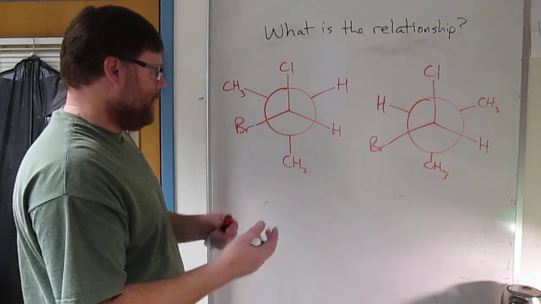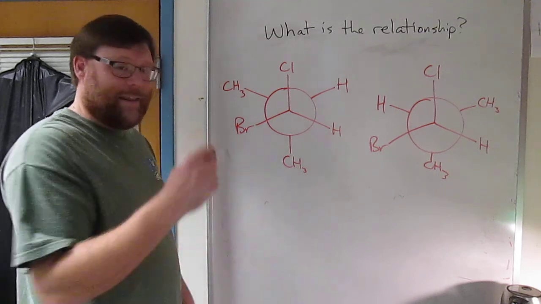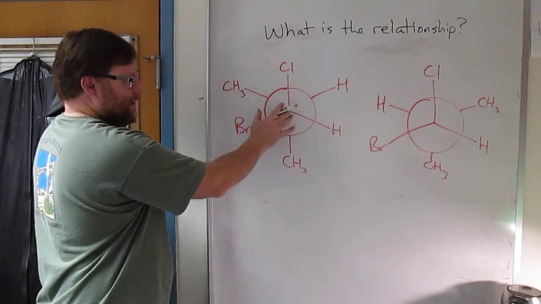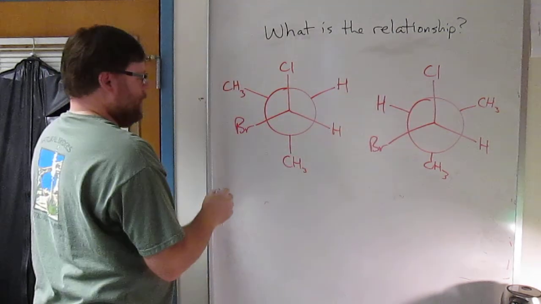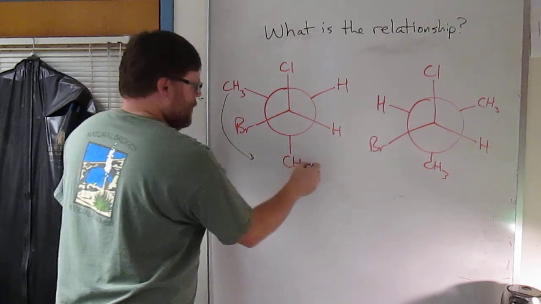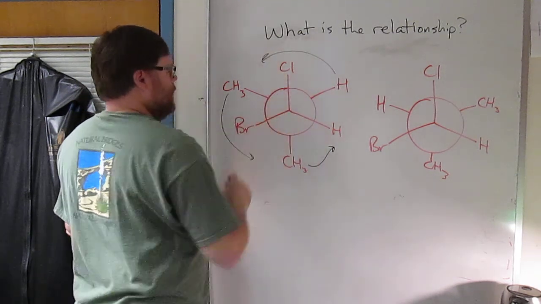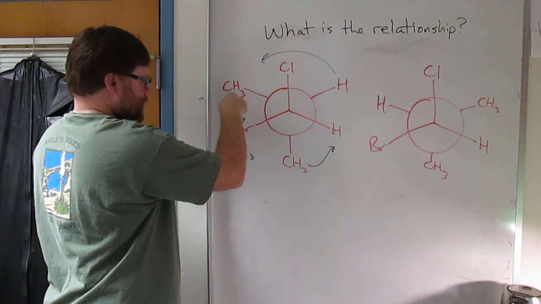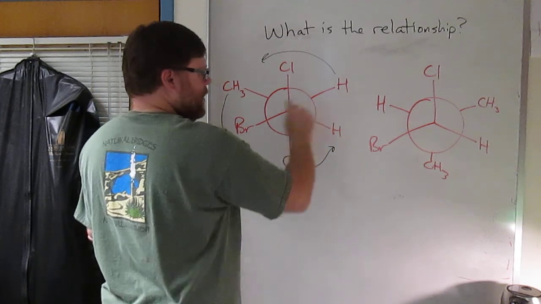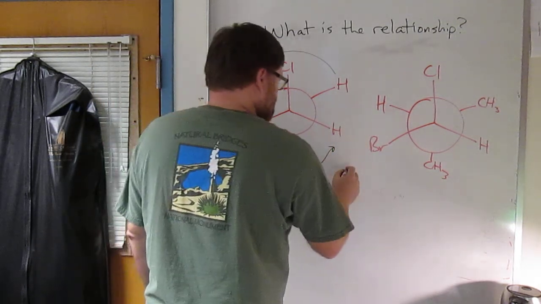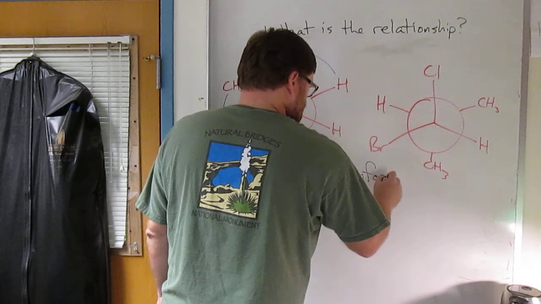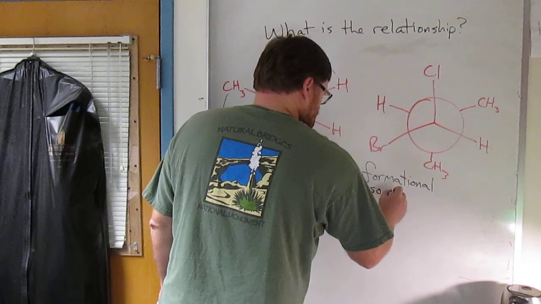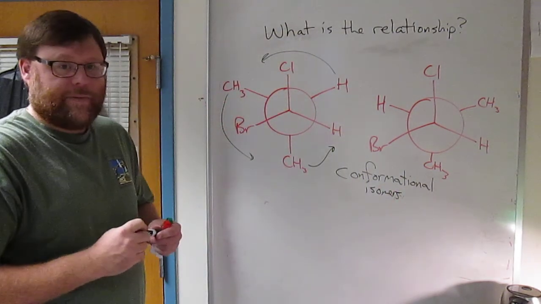So you want to clarify that. I haven't written anything down. I hope this video is not just me rambling. What you can do is hold the front carbon the same. The front carbon actually matches in the other two. If we rotate the back carbon 120 degrees, this H comes to here, the methyl comes to here, this methyl comes to here, and we get this structure. These are conformational isomers. That is, they're 2 different conformations of the same molecule.